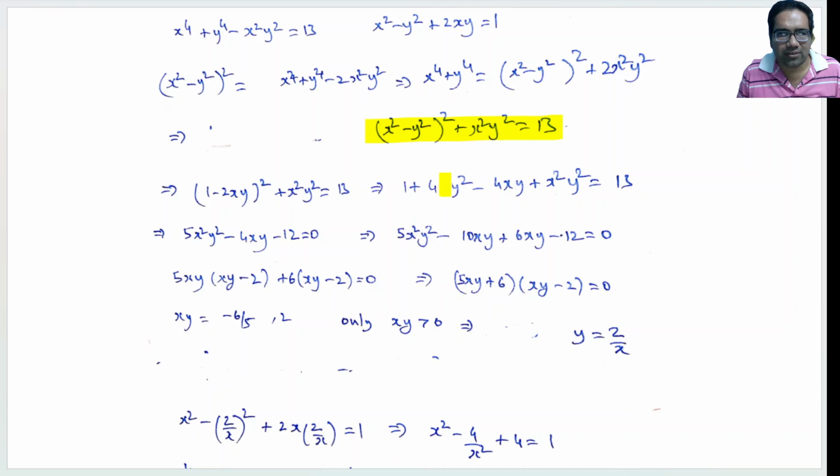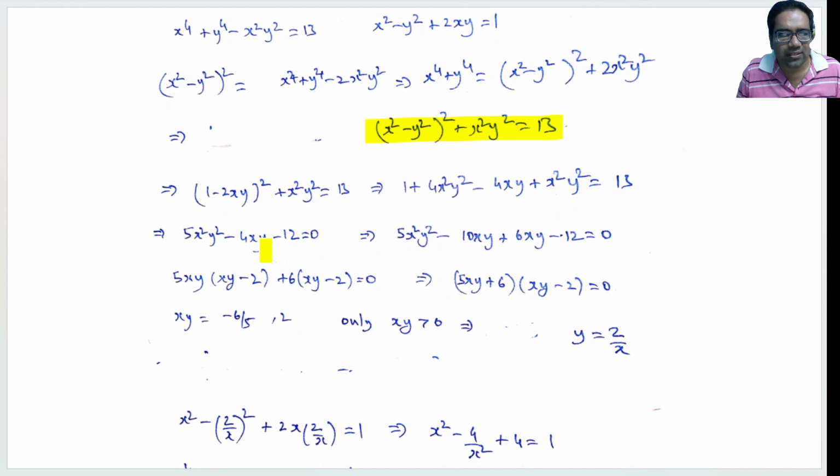Now this becomes (a - b)^2, which is a^2 + b^2 - 2ab, right? 1^2 + 4x^2y^2 - 4xy + x^2y^2 equals 13. Now 4x^2y^2 + x^2y^2 is 5x^2y^2, minus 4xy plus 1 minus 13 is minus 12, equals 0.